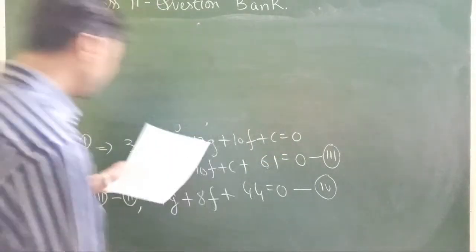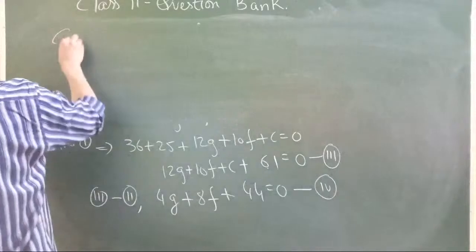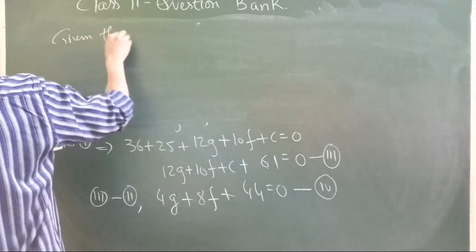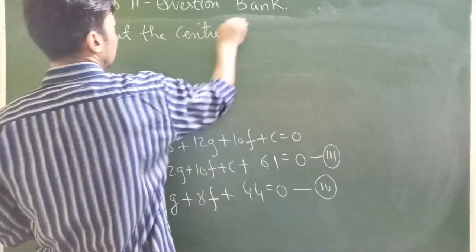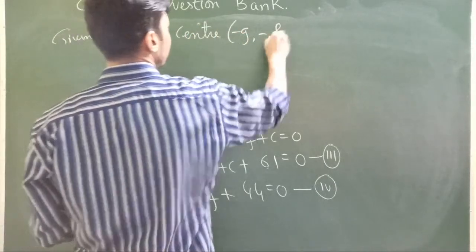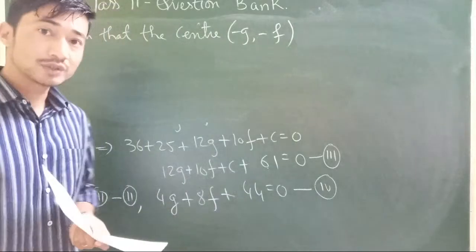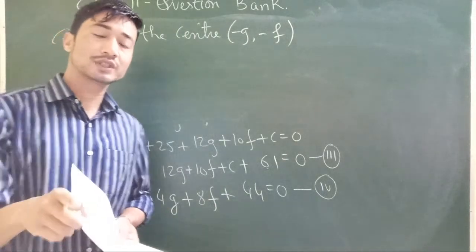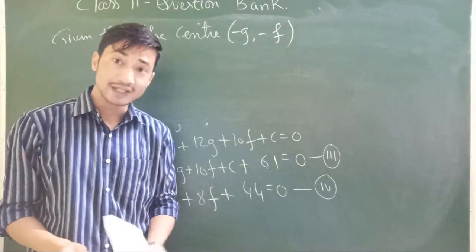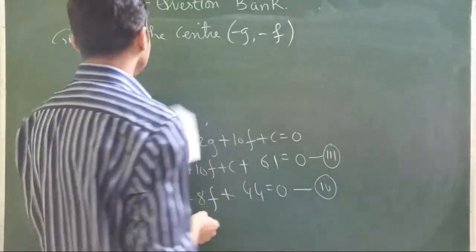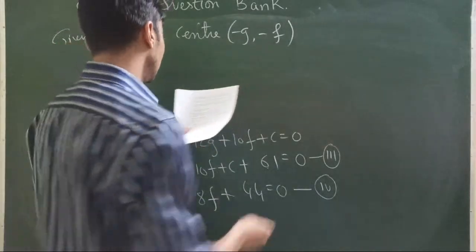Now the other information that is given is that the center is minus g, minus f. Why minus g minus f? Because I'm using the general form of the equation of the circle. That's why minus g and minus f. In standard form you use h and k, isn't it? So given that the center, what?